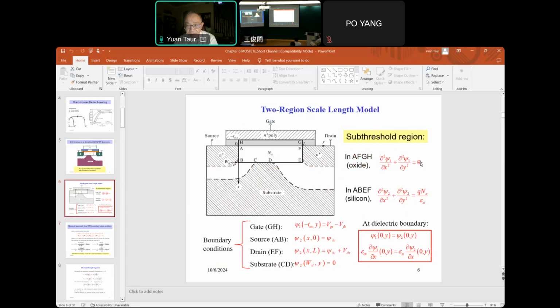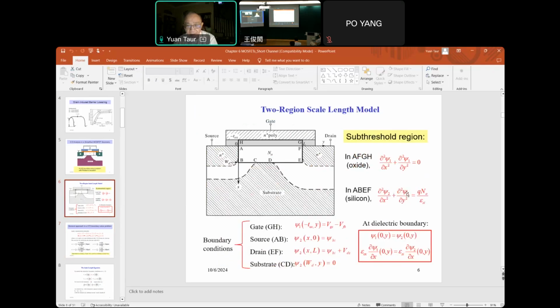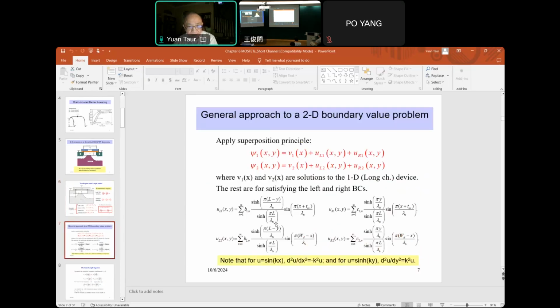So with the right side equal to 0, this charge in the silicon in the psi 2 case is already taken care of by V2. Because V2 is the long channel solution in the silicon, and that takes care of the diffusion charge. When you add more, these must satisfy the Laplace equation with right side equal to 0. That's why you have the sinh and the sine product on every one of them.